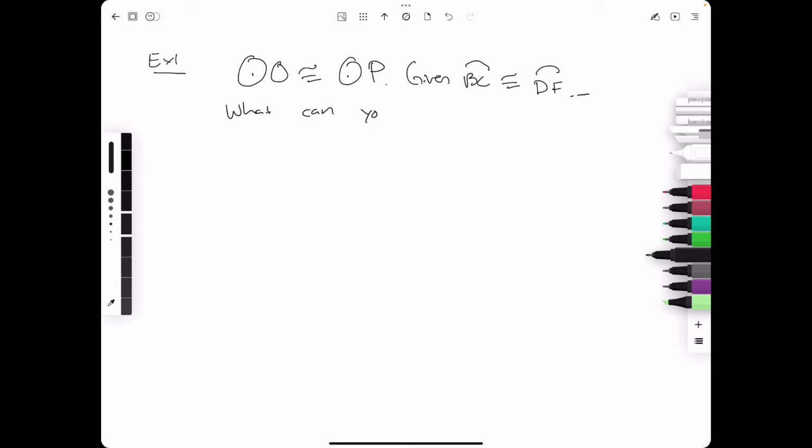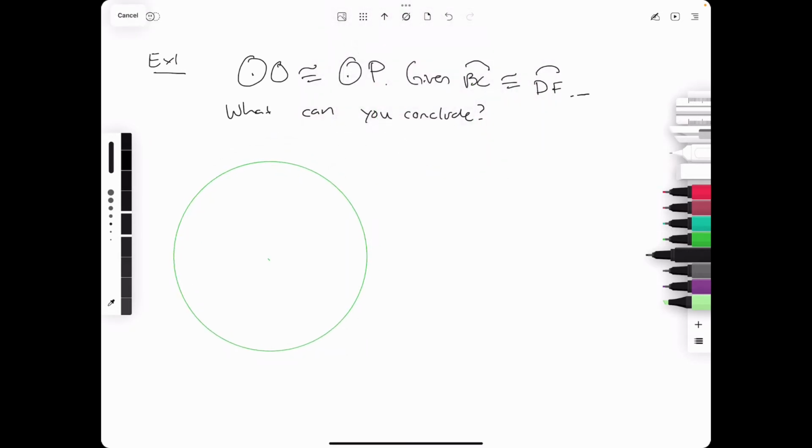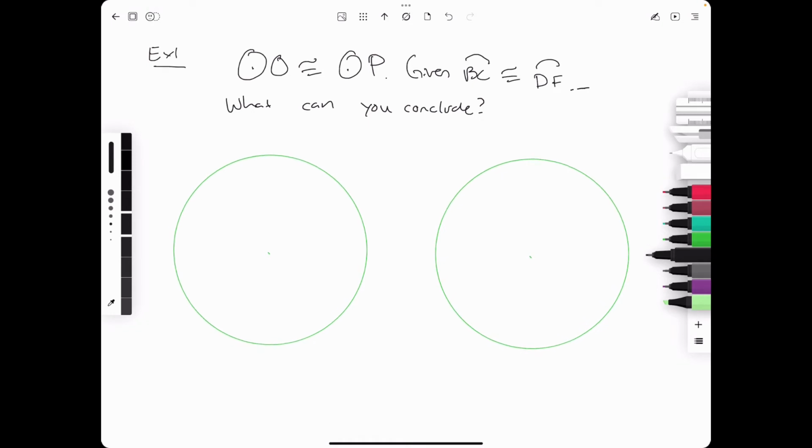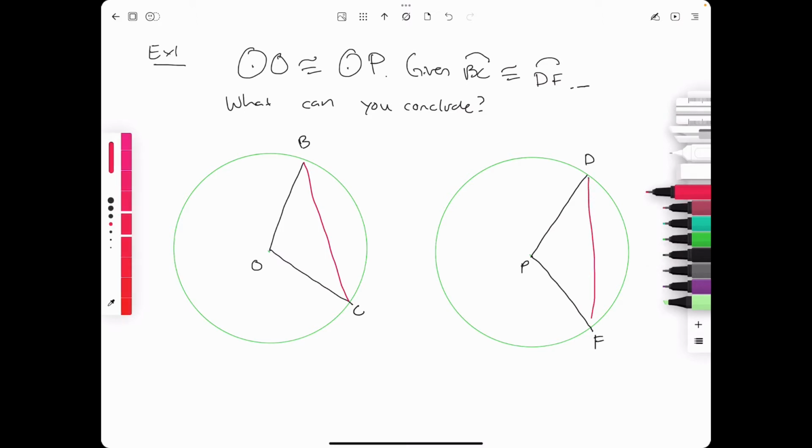Hold on, I've got to draw it. Okay, so let me have some circles in here, 2 congruent circles. We're going to label them circle O and circle P. There are some radii drawn in here, and then there's a chord across like this, and then there are some points B and C. In the other circle P we have similar stuff going on. We've got a radius, and point D and point F, and if I draw in that chord, what can we conclude?